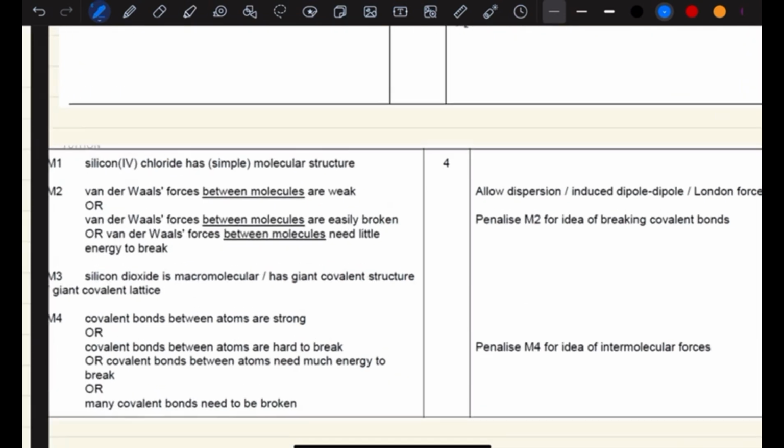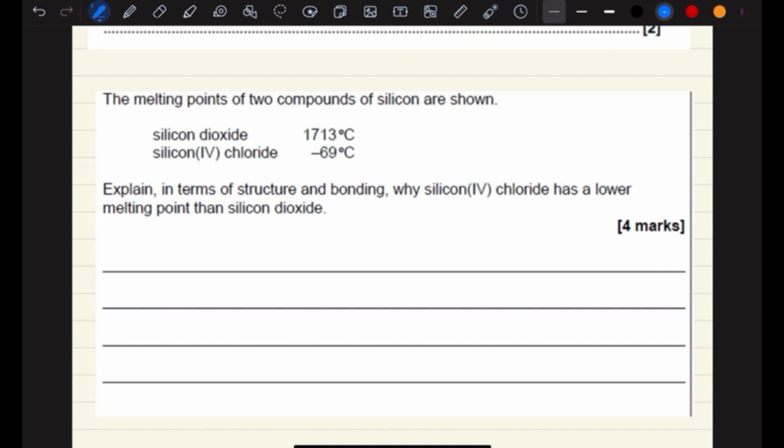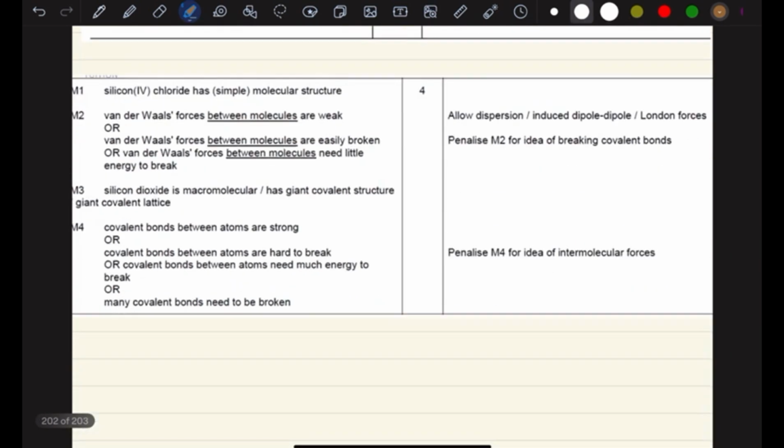Similarly, for the next one, I look at this and I say a boiling point or melting point of 1,713, impossible for a simple molecule. So I'm thinking silicon dioxide must be a giant covalent lattice, because I've got silicon, which is a non-metal, and oxygen, which is also a non-metal. In silicon chloride as well, two non-metals, but this one has a melting point of minus 69, so I'm thinking that's really low, probably a simple molecule. And then I just have to describe.